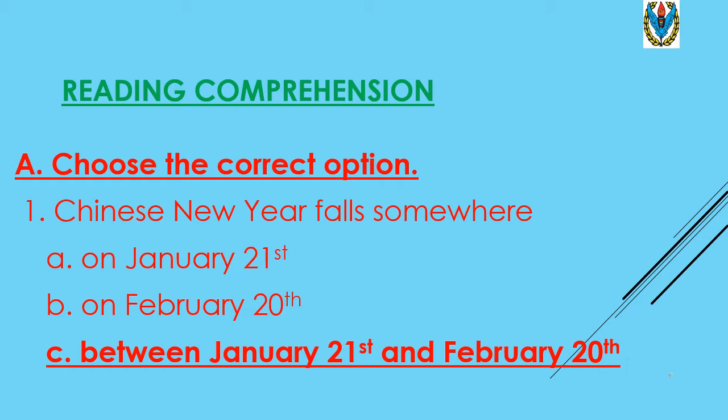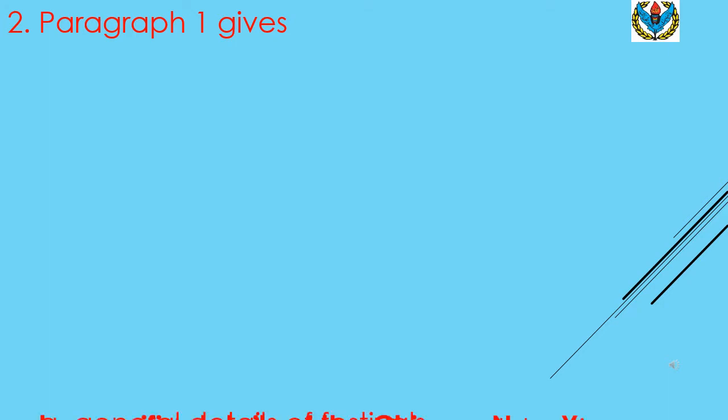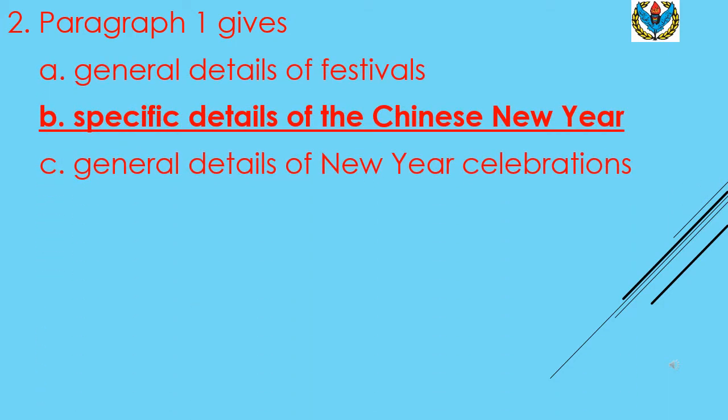Option C is the correct answer. Chinese New Year falls somewhere between January 21st and February 20th. If you people have gone through the lesson attentively, you can easily mark the correct answer. Sentence number 2. Paragraph 1 gives, out of all the 3 options, option B is the correct answer. Paragraph 1 gives specific details of the Chinese New Year.